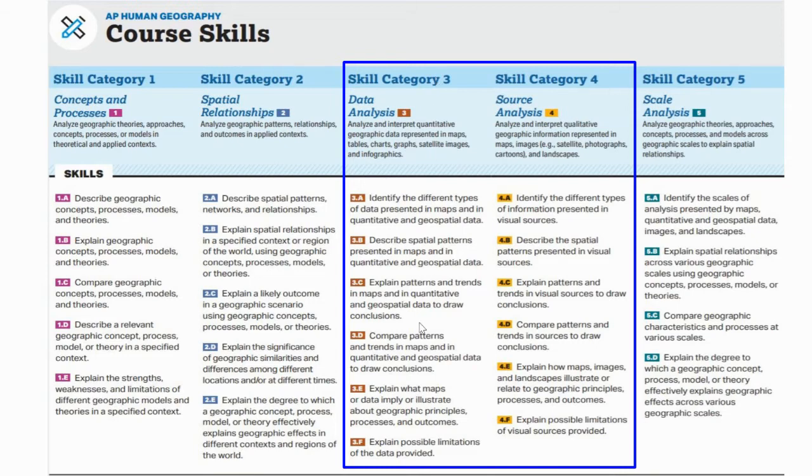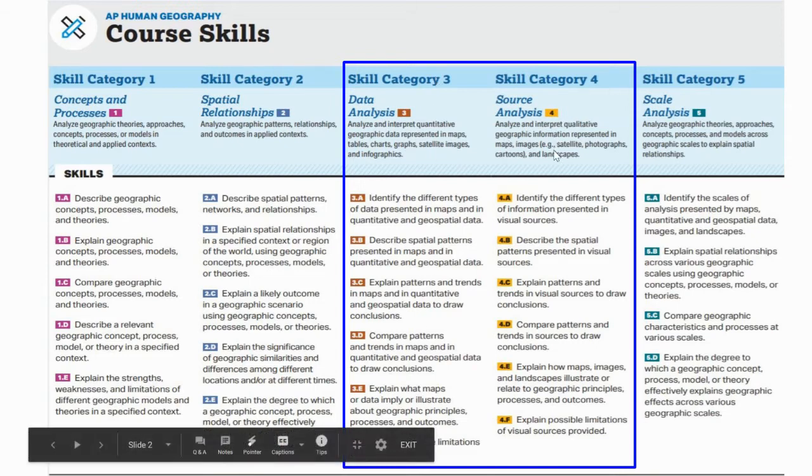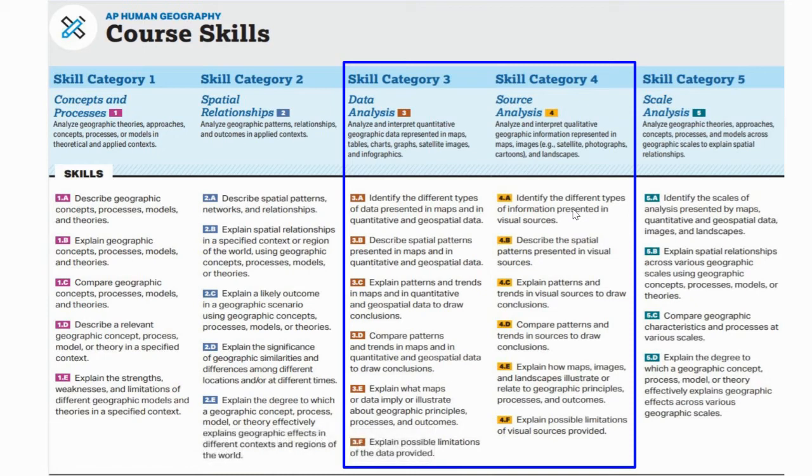Skill category 3 is going to be driven by data. Skill category 4 is going to be driven by things that are not necessarily data, although I feel like maps is kind of on the fence, provides data usually. So let's just go through and talk about the examples.